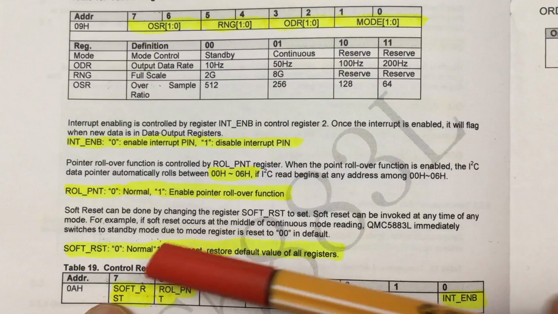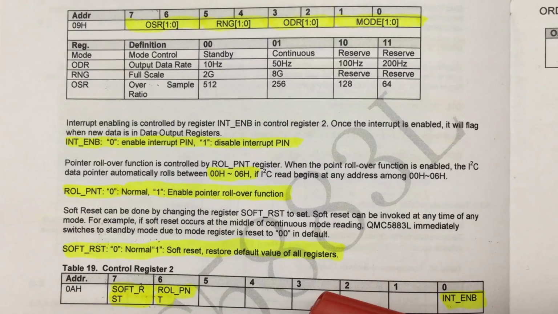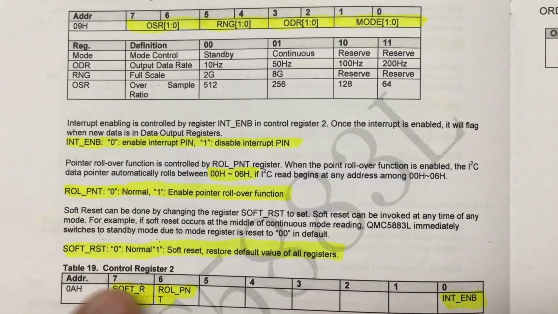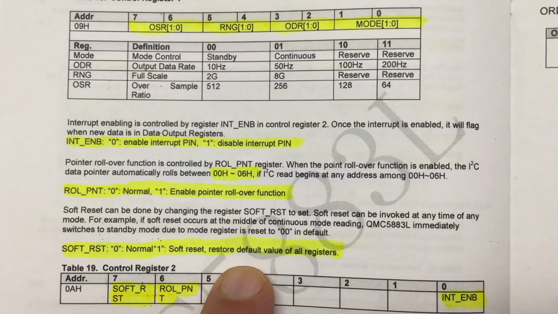The 7th and last bit here is the soft reset flag. Normally it's 0, but when you write a 1 to it, the chip performs a soft reset and restores default values in all registers.